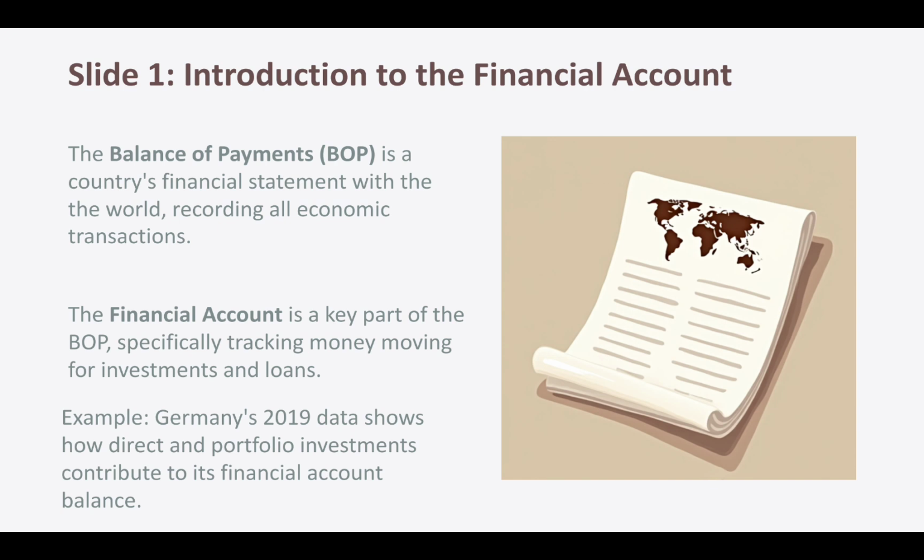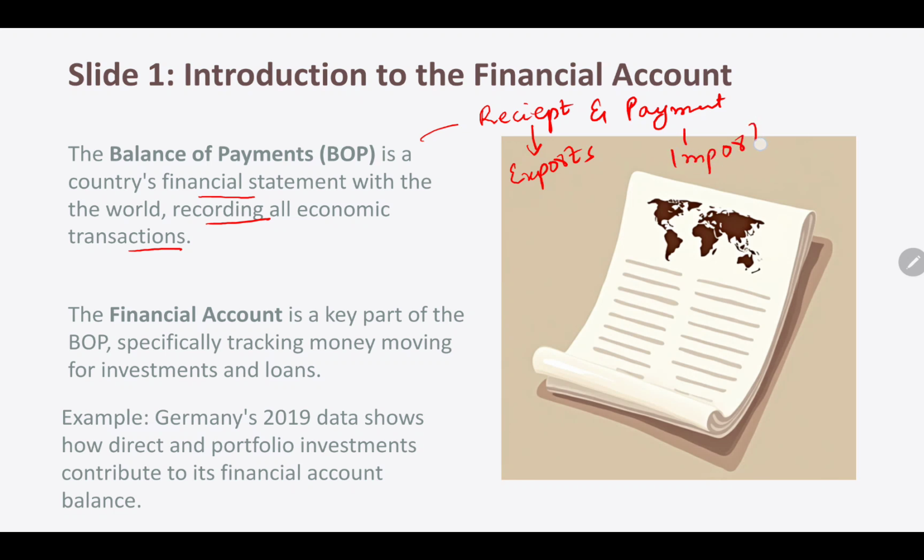So, we know what is balance of payment? Balance of payment is a country's financial statement with the world recording all transactions. It includes the receipts and the payments: receipts we get from the exports and payments from the imports. The balance of payment is composed of three accounts: financial account, current account, and the capital account.